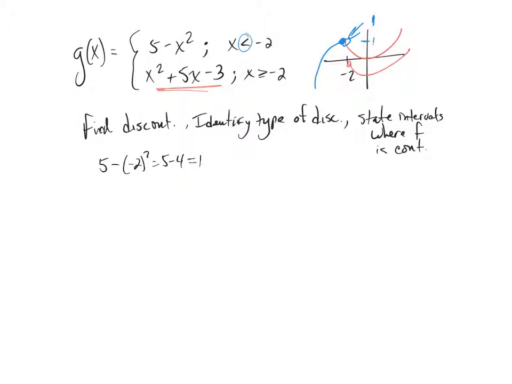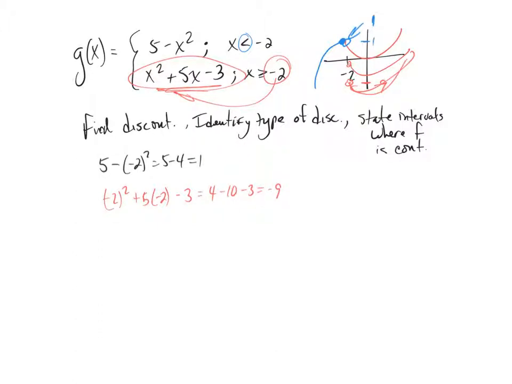Now, to find out where the red guy is going to pick up, plug -2 in there. -2 squared plus 5 times -2 minus 3. And we get 4 minus 10 minus 3, which is what, -9? So this red guy is going to pick up way down here at -9 and start doing its parabola thing.